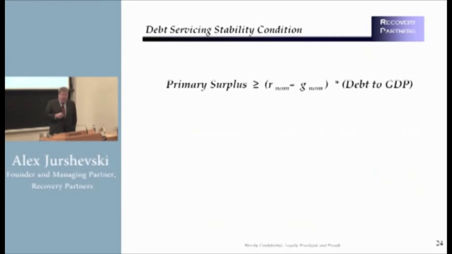The basic debt servicing stability condition is that your primary government surplus should be greater than or equal to your nominal interest rate minus your nominal growth rate, times your debt to GDP ratio. If it's not, your debt to GDP ratio threatens to climb and your finances will spin out of control.